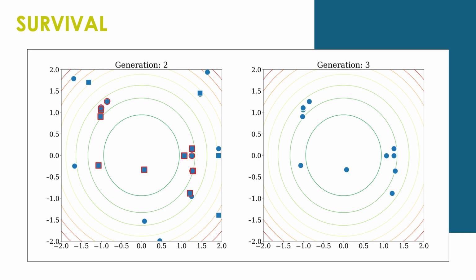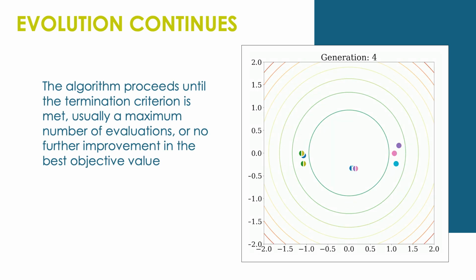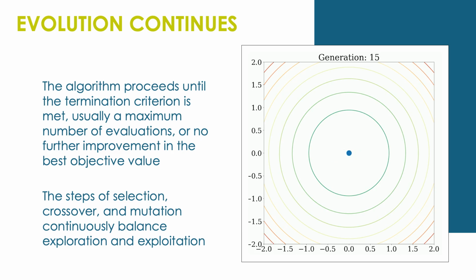Usually, this selection is based only on fitness value. The fittest individuals form the population for a new iteration of the algorithm. The algorithm proceeds until termination criterion is met, usually a maximum number of evaluations or no further improvement in the best objective value. The steps of selection, crossover and mutation continuously balance exploration and exploitation.